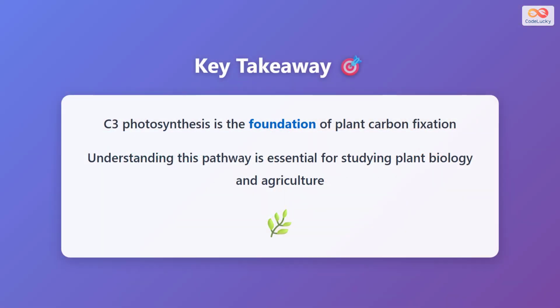C3 photosynthesis is the foundation of plant carbon fixation and the most widespread photosynthetic mechanism on Earth. Understanding this pathway is essential for studying plant biology, ecology, and agriculture. The C3 pathway shows us how plants convert atmospheric carbon dioxide into the organic compounds that sustain nearly all life on our planet. As you continue learning about photosynthesis, remember that C3 is the baseline pathway against which other mechanisms, like C4 and CAM photosynthesis, are compared.